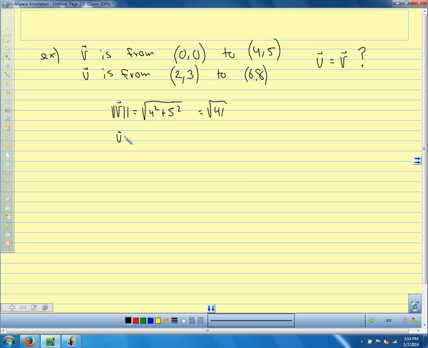And the magnitude, or the length of u, use the distance formula, 6 minus 2, 4. 8 minus 3 is 5. And we get the square root of 41. So they have the same magnitude, they have the same length. Now we need to know if they're pointing in the same direction. How can we figure out if these two vectors are pointing in the same direction?